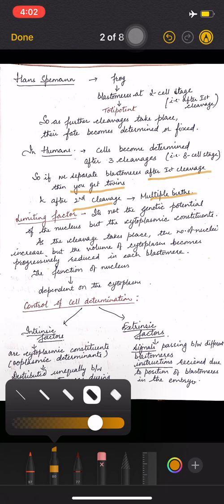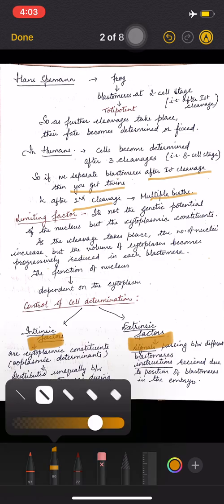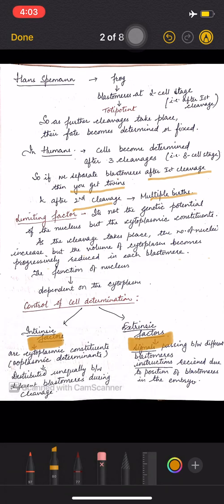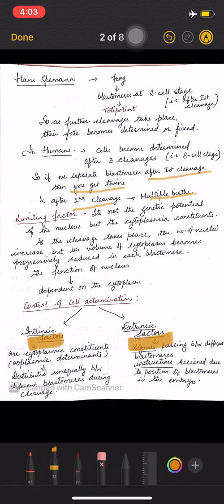So now we will discuss the control of cell determination. Cell determination is controlled by two factors, that is intrinsic factors and extrinsic factors, right? Which are the intrinsic factors? The cytoplasmic constituents. Cytoplasmic constituents are also known as ooplasmic determinants, which are distributed unequally between different blastomeres during cleavage. And what are extrinsic factors? Extrinsic factors are those which act from outside, like signals passed between different blastomeres, or due to the position of the blastomeres they receive different instructions, and this also leads to cell determination, right?